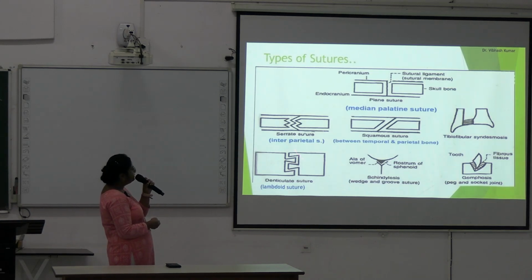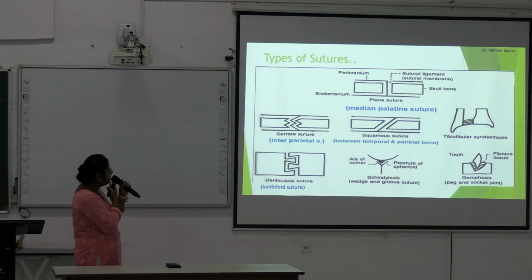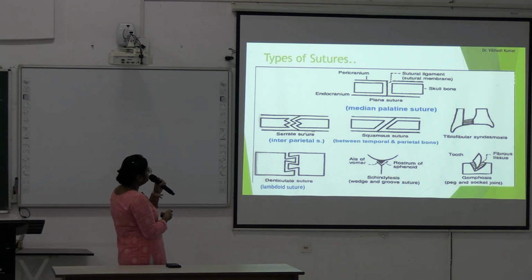See, these are the different types of suture. There are five types mainly. So, here is the plain suture. The ends of the bone taking part in sutures are plain. And there is an in-between membrane that is known as sutural ligament, in between the two ends of the bone.